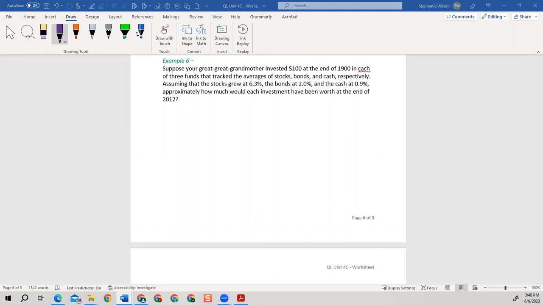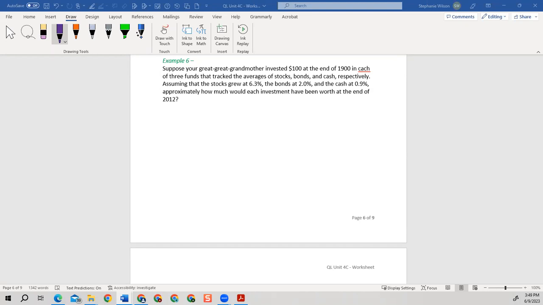So our next one says, suppose your great-great-grandmother invested $100 at the end of 1900 in each of 3 funds that tracked the averages of stocks, bonds, and cash, respectively. Assuming that the stock grows at 6.3%, bonds at 2%, and cash at 0.9%, approximately how much would each investment have been worth at the end of 2012?